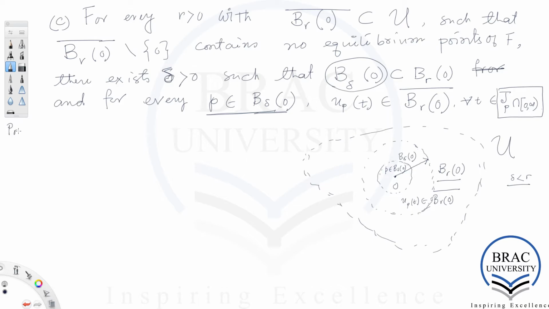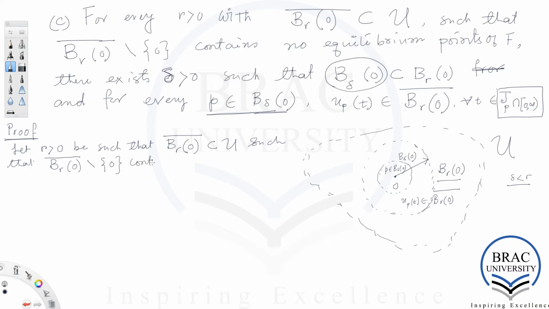Okay, let's prove it. Let R be a given positive number such that the closure of this ball of radius R centered at 0 is contained in this open set U, such that the closure of the ball of radius R centered at 0, set minus the origin, contains no equilibrium points of f, which follows from the hypothesis of the statement.